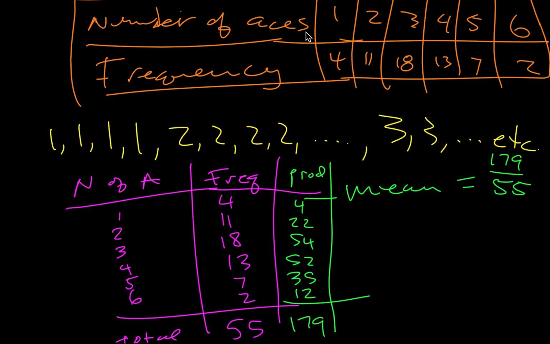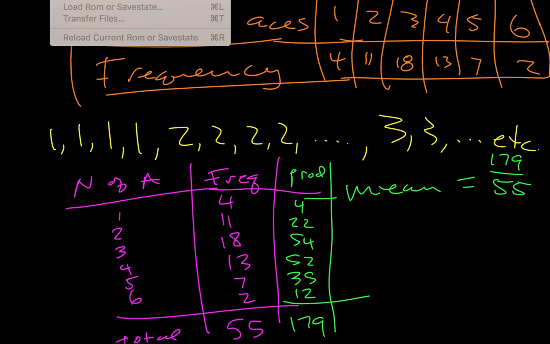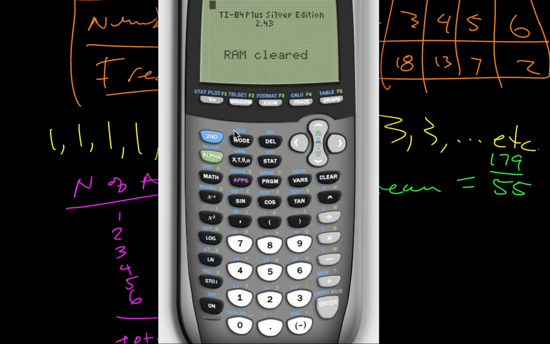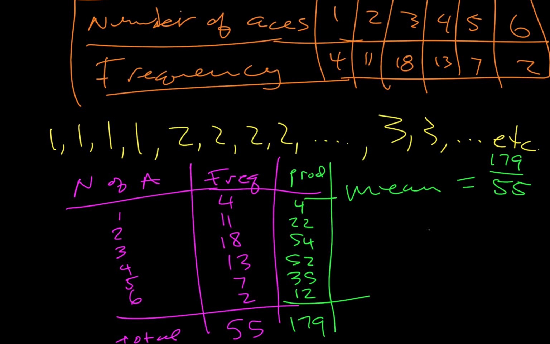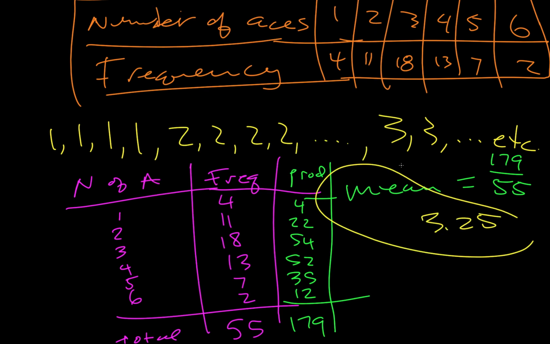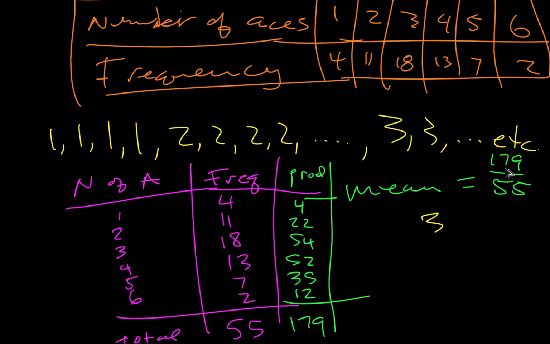And so if we do 179 divided by 55, 179 divided by 55 is 3.25. So the mean is 3.25 aces. Okay? Now the next thing they want us to find, actually gonna take this away for a second. They want us to find the median.